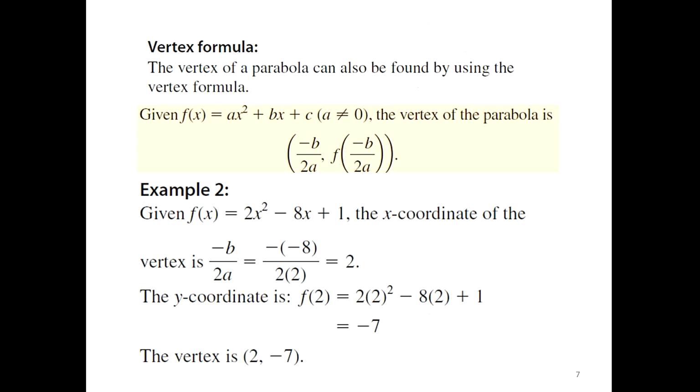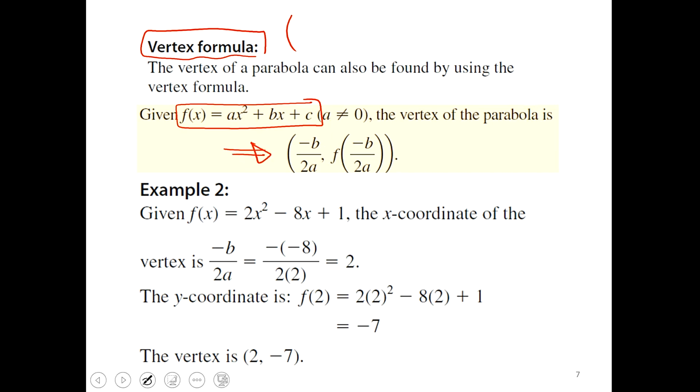The vertex formula, if we need to find the vertex. If we have f of x equal ax squared plus bx plus c, so we have a, the coefficient of x squared, and b, the coefficient of x. We can find the vertex by this formula, minus b over 2a. This is the x coordinate of the vertex.